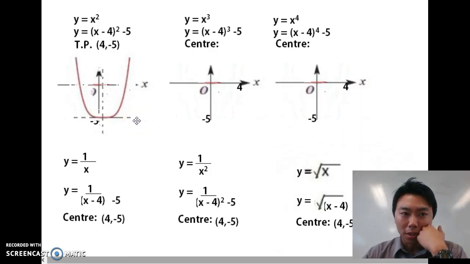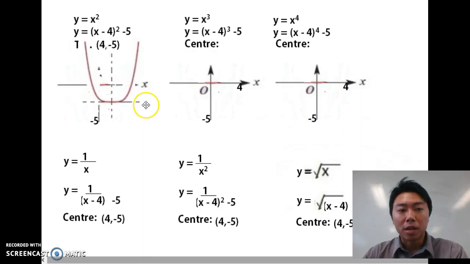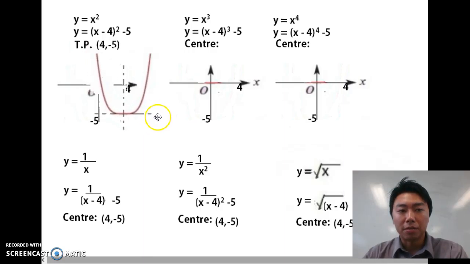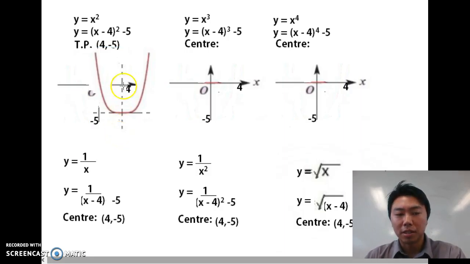5, what I need to do is work out the turning point. We all know it is 4, negative 5. So I put the graph at 4, negative 5. Just find out where the center is and then put the quadratic graph in the right spot. So 4 and negative 5 is the center in this case. Just move the graph around and that's it.